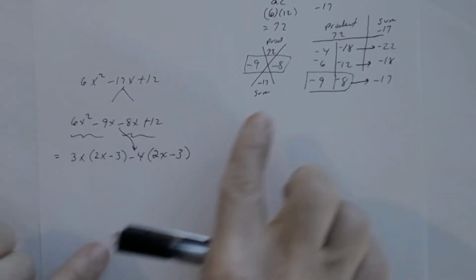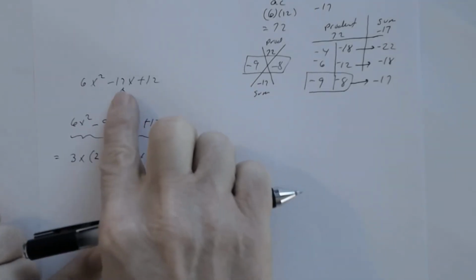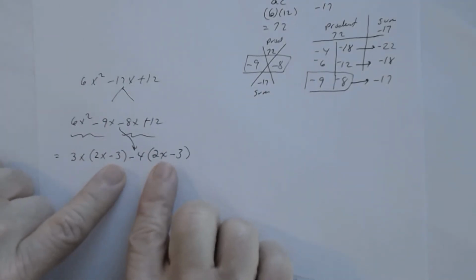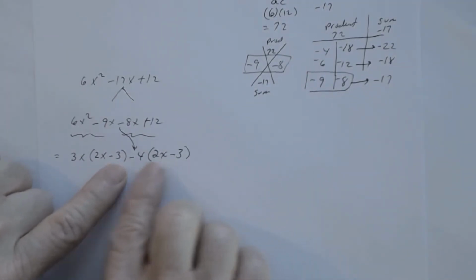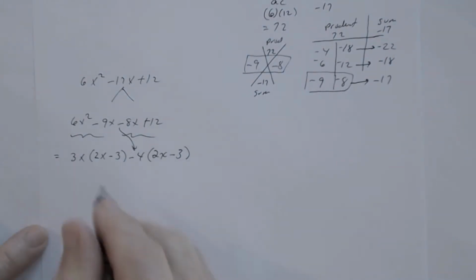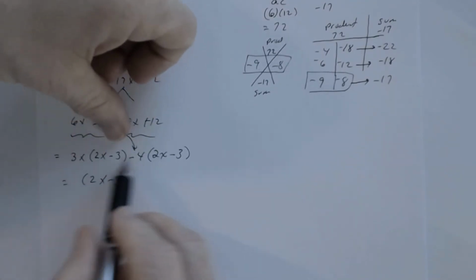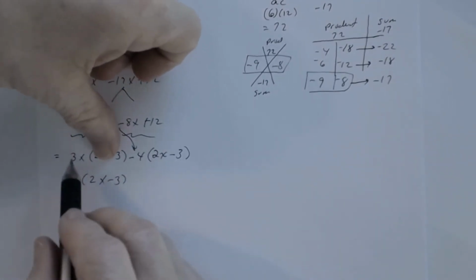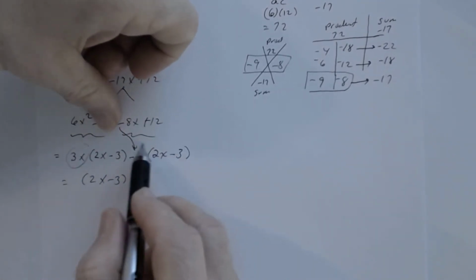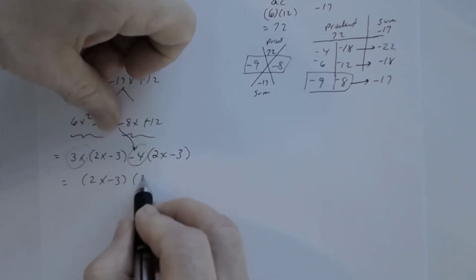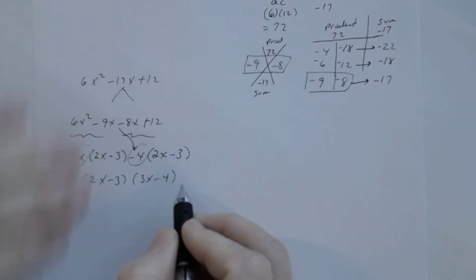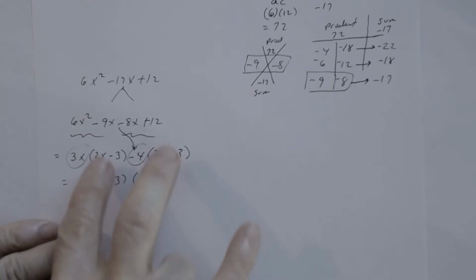And then remember, if I'm doing all this correct, and this is factorable, then these two should be the same factor. So I can factor out now the 2x minus 3. Now whenever I factor out the 2x minus 3 from these two groups, I'm left with a 3x and a negative 4. So 3x minus 4. All right, so now remember, that's the prime factorization for this.